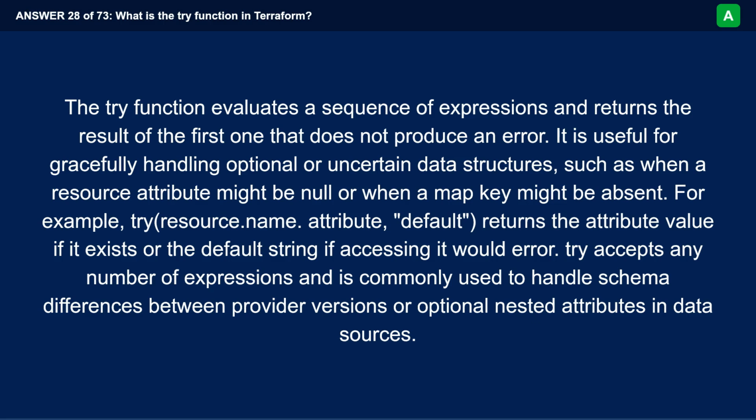For example, try(resource.name.attribute, "default") returns the attribute value if it exists or the default string if accessing it would error. Try accepts any number of expressions and is commonly used to handle schema differences between provider versions or optional nested attributes in data sources.